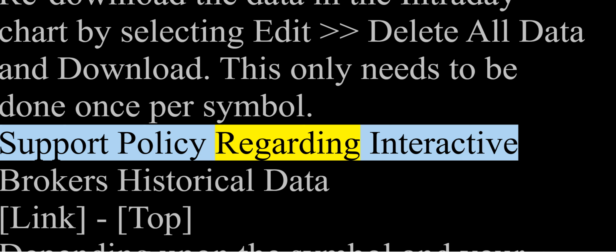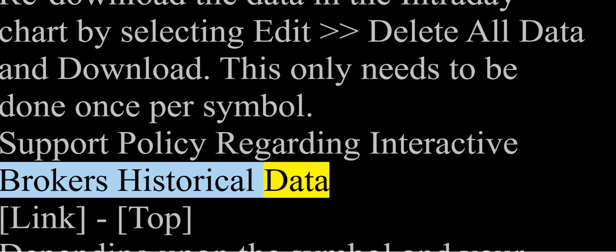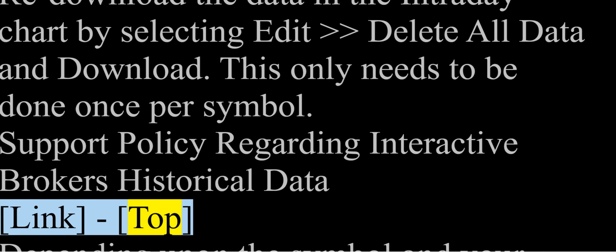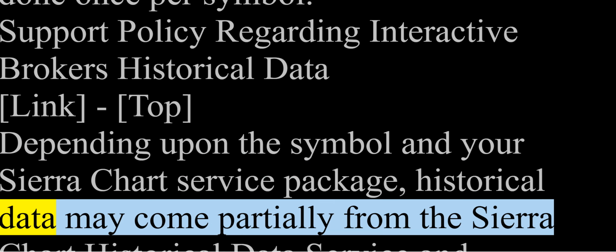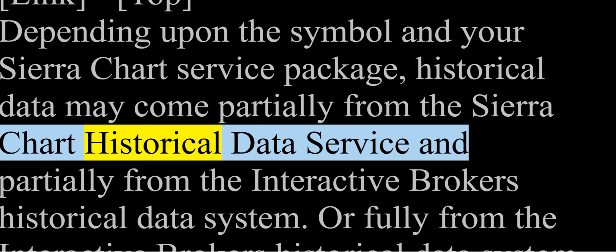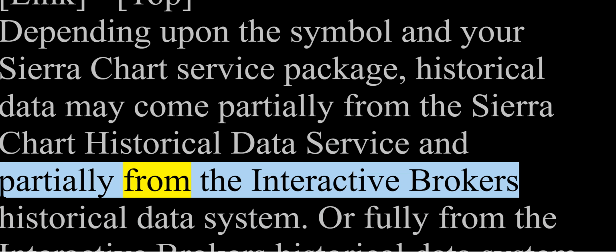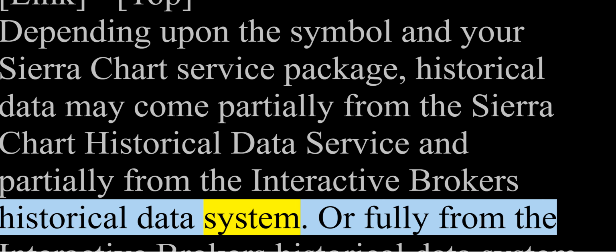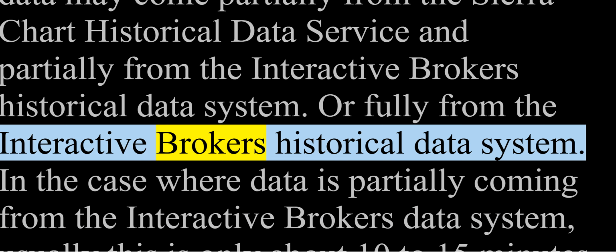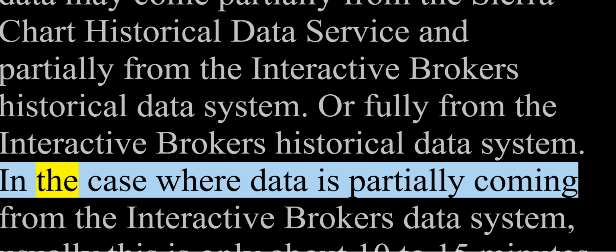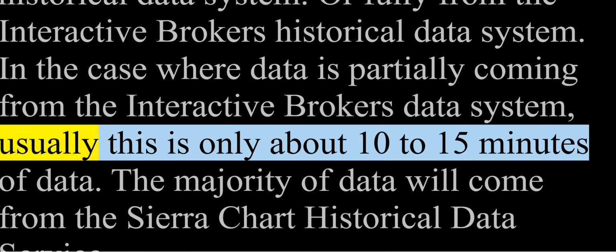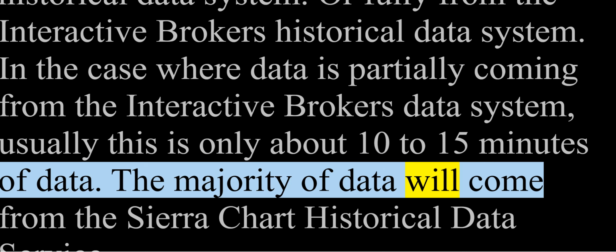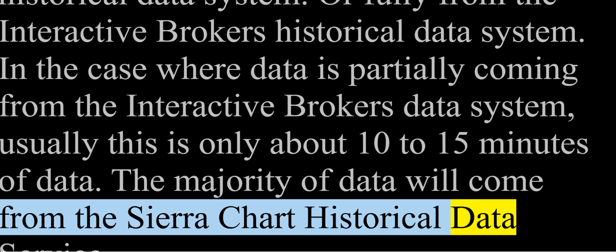Support policy regarding Interactive Brokers historical data. Depending upon the symbol and your Sierra Chart service package, historical data may come partially from the Sierra Chart Historical Data Service and partially from the Interactive Brokers Historical Data System, or fully from the Interactive Brokers Historical Data System. In the case where data is partially coming from the Interactive Brokers Data System, usually this is only about 10 to 15 minutes of data. The majority of data will come from the Sierra Chart Historical Data Service.